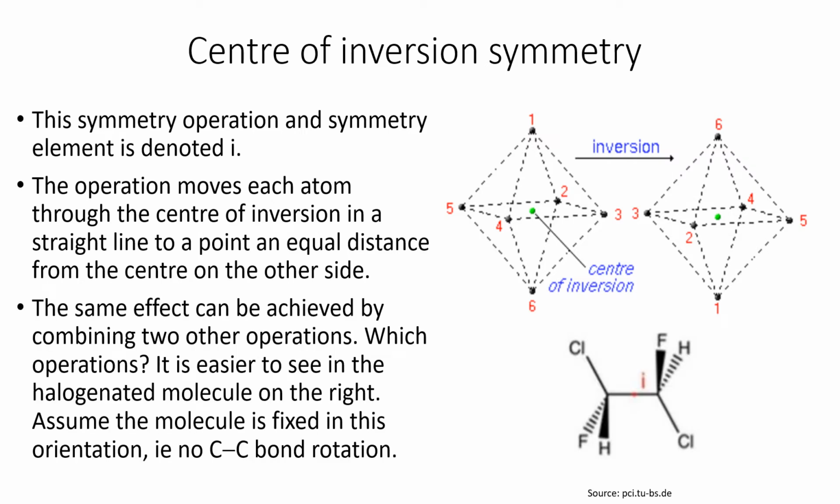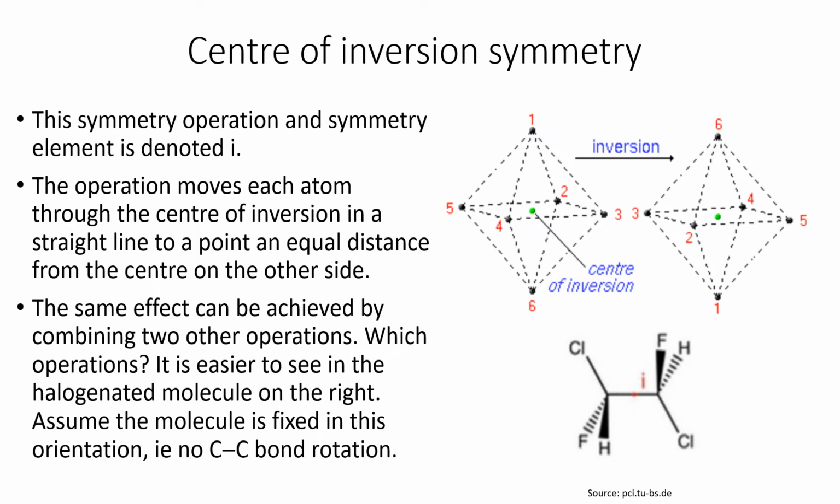And then I was going to throw out the question that, in fact, this inversion operation can be achieved with 2 other operations. So I wonder which other ones they are. Perhaps not quite so obvious to see in the octahedron, but I think it is quite easy to see in this molecule which has appeared underneath it.